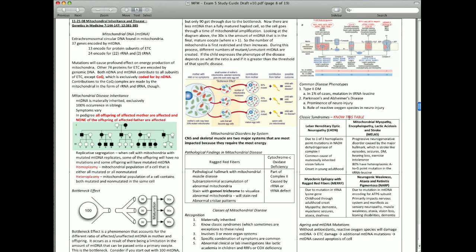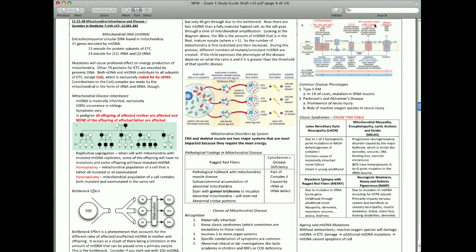Look at MELAS, which is mitochondrial myopathy, encephalopathy, lactic acidosis, and stroke. You have a heteroplasmic point mutation, A to G point mutation, caused by a tRNA leucine mutation, and that is going to affect complex 4. Lastly, we have myoclonic epilepsy with ragged red fibers. Going back to the ragged red fibers here, this is due to a tRNA lysine gene mutation. Onset is childhood through adulthood, and the tRNA is again complex 4.